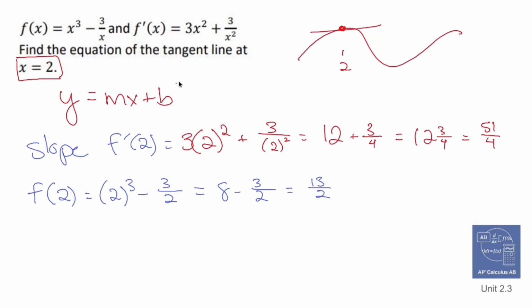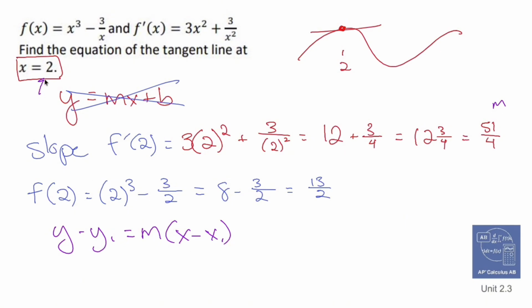So now I'm thinking, I don't like slope-intercept form anymore. I'm going to go with point slope because I can. Point slope is y minus y sub 1 equals m times the quantity x minus x sub 1. So I'm going to go that route. This is my m. My point is going to be x sub 1, y sub 1. This is my x sub 1, and this is my y sub 1. So if I wanted to turn all of this information into that, I would have y minus 13 over 2 equals m, which is 51 over 4 times x minus 2.